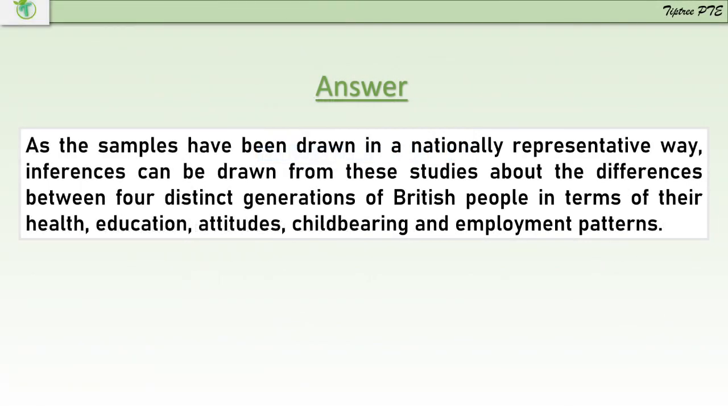As the samples have been drawn in a nationally representative way, inferences can be drawn from these studies about the differences between four distinct generations of British people in terms of their health, education, attitudes, childbearing and employment patterns.